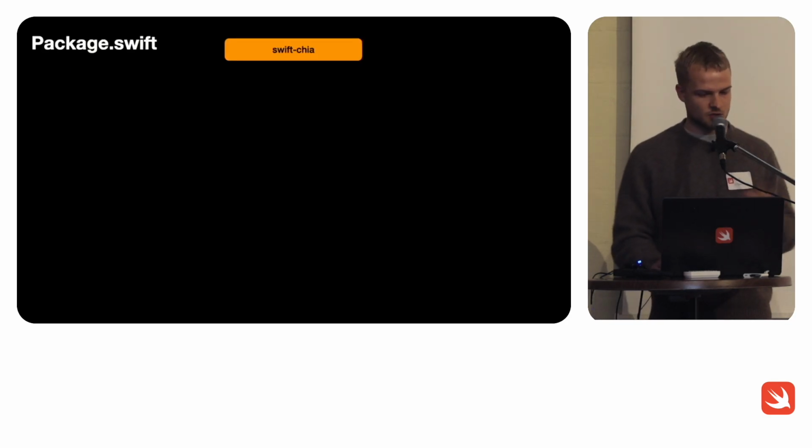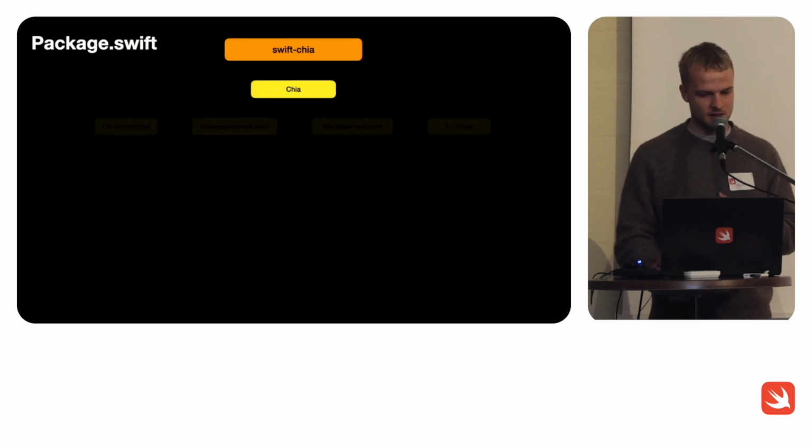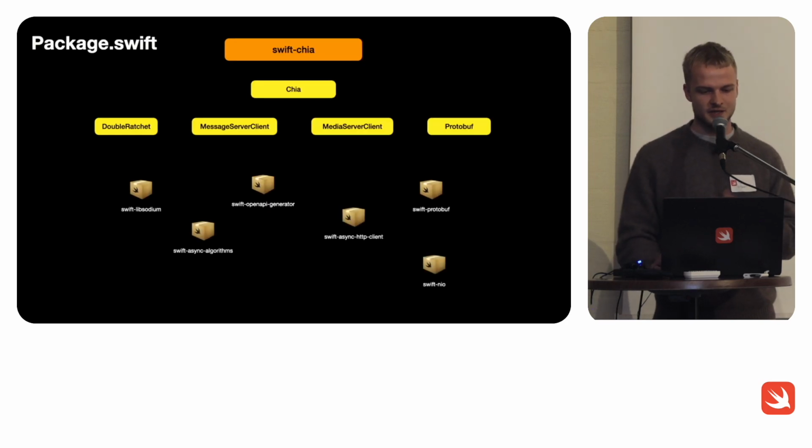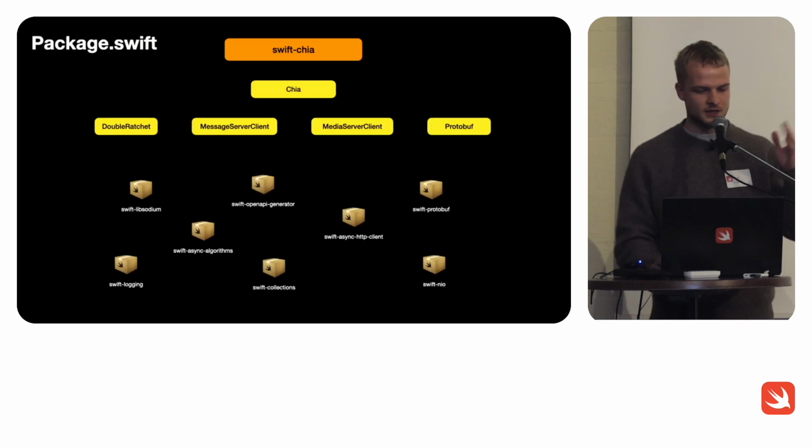So, since it's a Swift package, the split is quite traditional. We have one main target that's called Chia. And we have a few different helper targets underneath, like the double ratchet encryption, different message server clients, and the protobuf layer. And what's most important about this is that we're able to utilize the entire Swift ecosystem, or a lot of it actually. We are using stuff like Swift Logging, Swift Async Algorithms, Swift Collections, Swift AsyncHTTPClient, Swift Protobuf, SwiftNIO, Swift OpenAPI Generator, and they all just work across both Android and iOS.